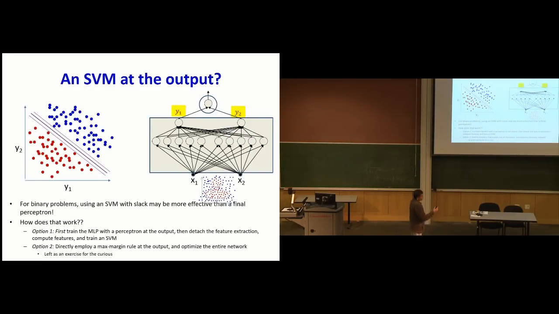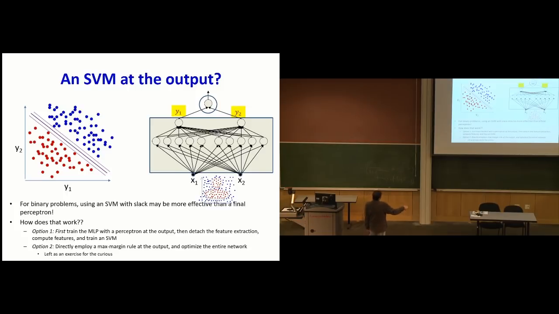So once you realize that, you realize you can modify the final unit and have any kind of linear classifier. You could have a logistic regression, a perceptron, or a support vector machine. And if you wanted to use a support vector machine, how would that work? There are different ways of doing it.